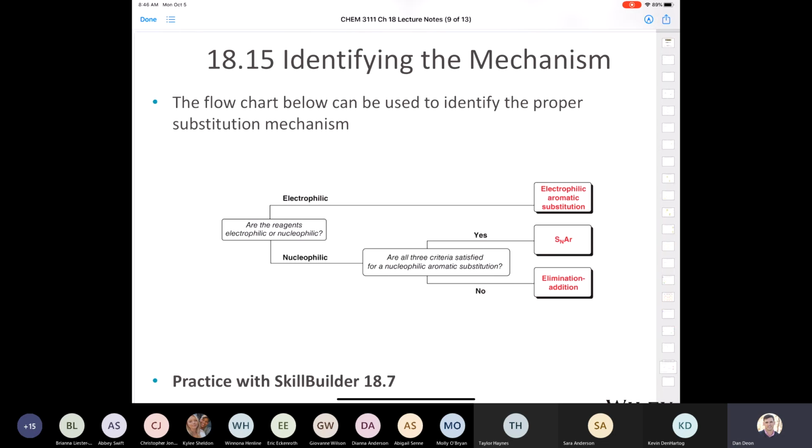I'll be honest, I've taught this class enough that I found that generally speaking, students don't struggle a whole lot with identifying the mechanisms, because once they start to memorize them and look at the reactions enough, and do enough practice, my students are very good at identifying when a reaction is electrophilic aromatic substitution.